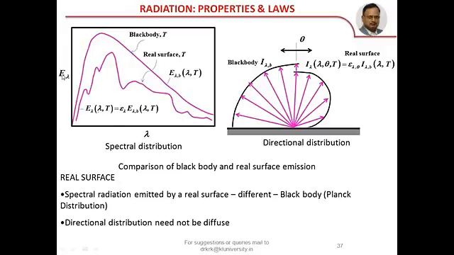And if you draw the figure for emitted energy at a particular wavelength, that is called spectral distribution, and for a black body it is a smooth curve like this, having the maximum amount of energy, and for a real body it fluctuates. When you smoothen it, it becomes a gray body. So you can see here a comparison of black body and real surface emissions: spectral radiation emitted by a real surface and directional distribution, etc. And this need not be diffuse always. It may vary.